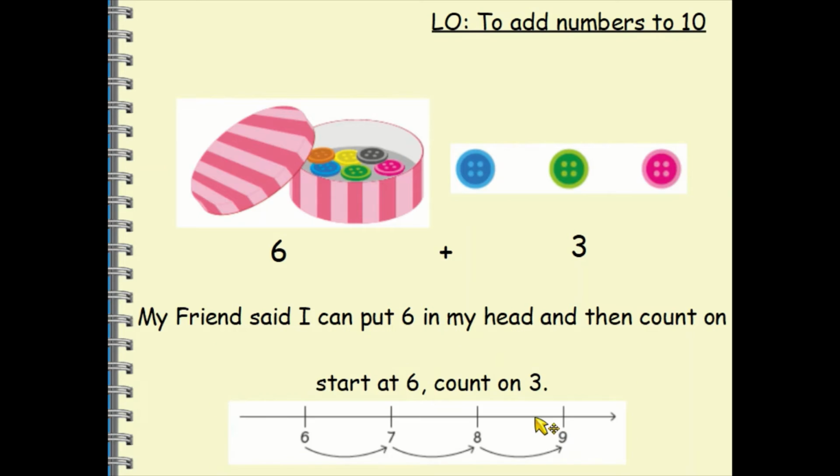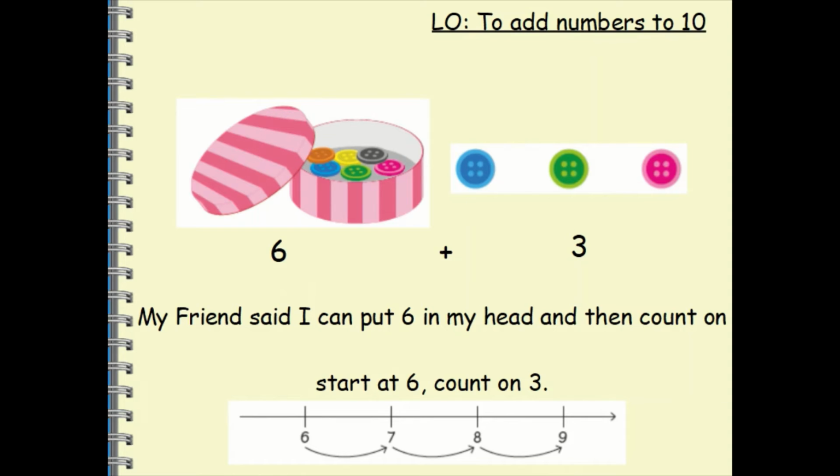To work this out, I could use a number line. I start at 6, count on 3, and the number I land on is my answer. So I start on 6 and I do 3 jumps because there's 3 more buttons. I'm going to do 3 more jumps. 1, 2, 3. The number I land on is 9. So I know that 6 add 3 equals 9.